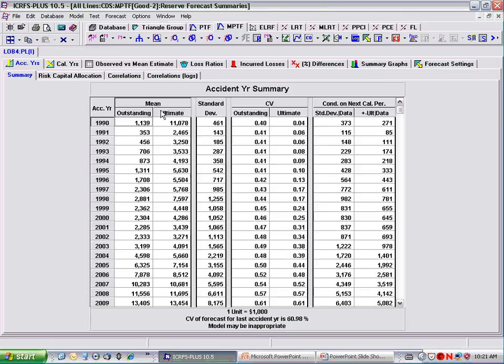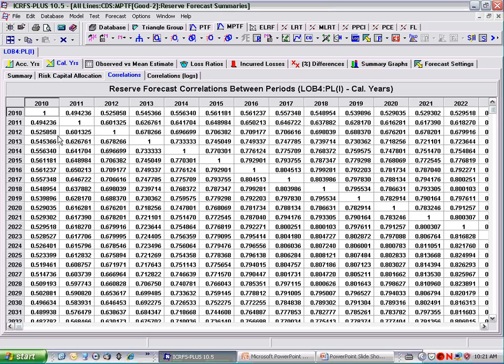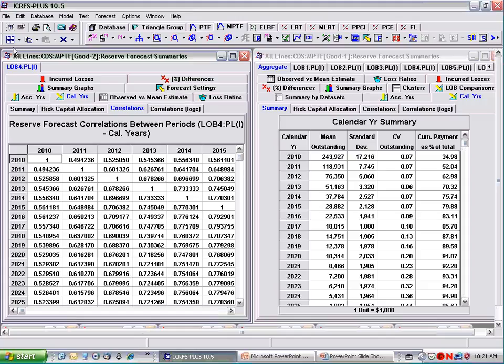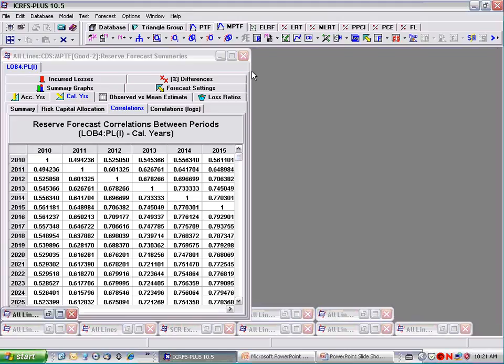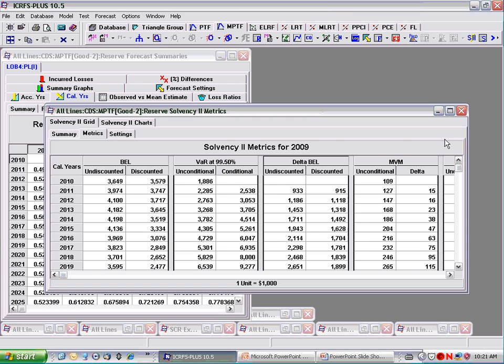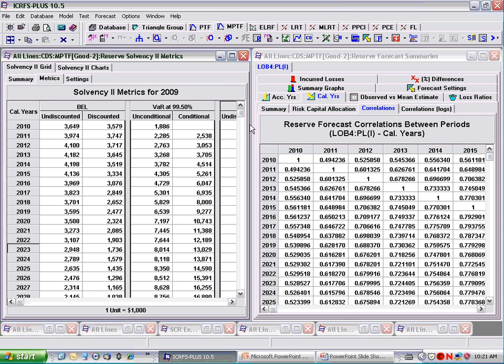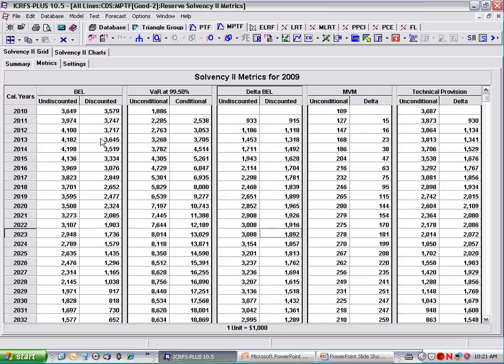Let's look at the correlations for LOB4. LOB4 calendar year correlations are very high. So if we go back, okay, what do we want? We want to close that, go there, and look at the solvency summary. If we look at the table itself, you can see that the delta BELs are very large. Okay, and you've got your delta MVMs.